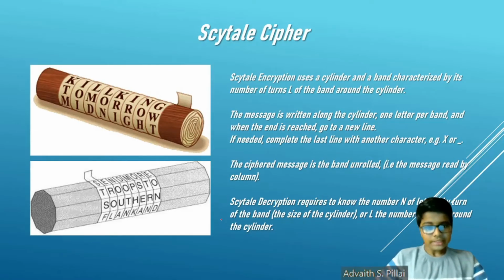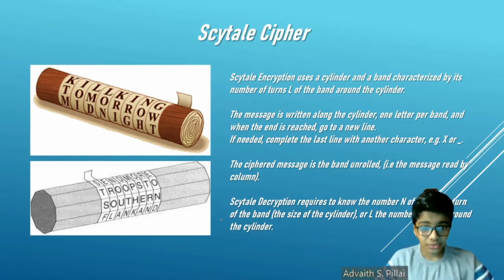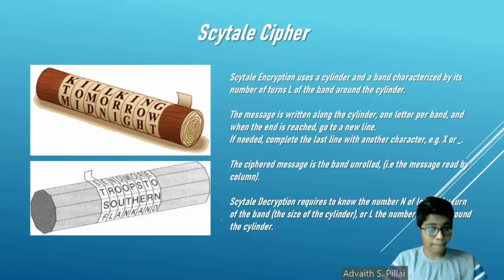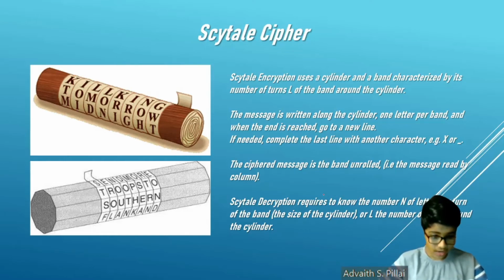Now let's move on. The next thing we are going to see is the Scytale Cipher. The Scytale encryption uses a cylinder and a band characterized by its number of turns, L, of the band around the cylinder. The message is written along the cylinder, one letter per band, and when the end is reached, go to a new line. If needed, complete the last line with another character, for example X or underscore. The ciphered message is the band unrolled, that is, the message read by column. Scytale decryption requires knowing the number n of letters per turn of the band, the size of the cylinder, or L, the number of turns around the cylinder.